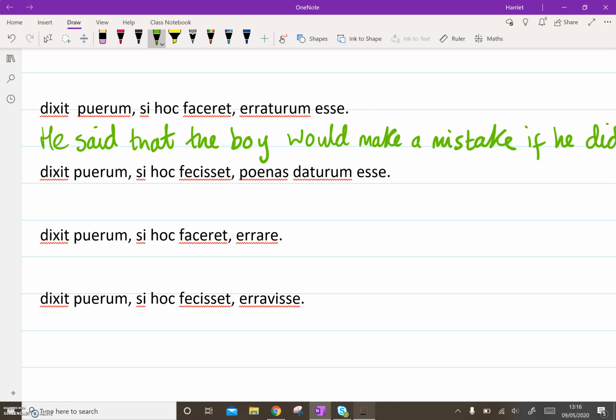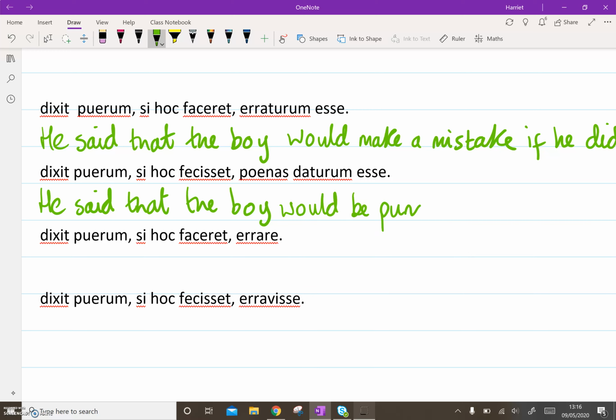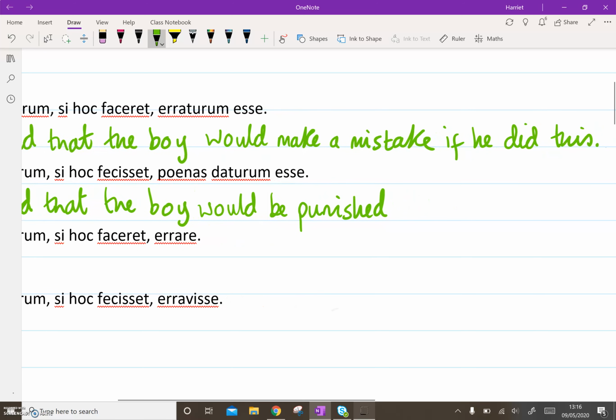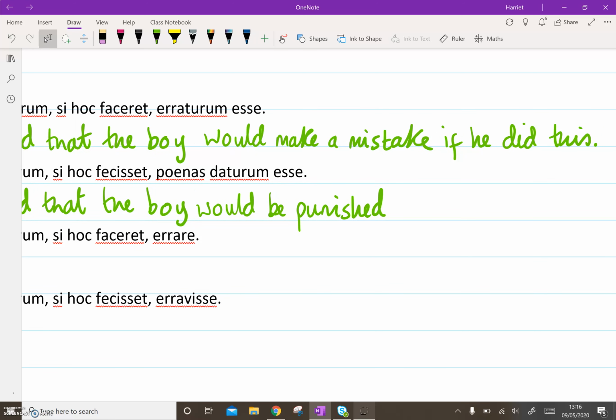Okay, the next one. He said that the boy. Okay, very similar structure with the infinitive. We've got another future infinitive here. So would be punished. But we've got si hoc feciset, pluperfect. Now we don't want to translate this as pluperfect because dachorum esse is future.